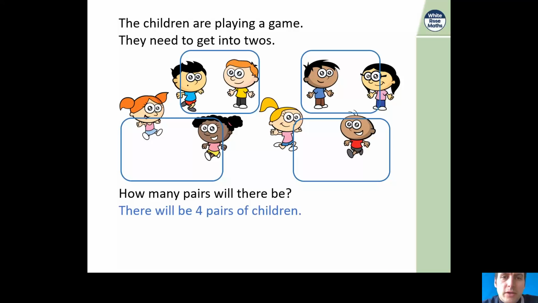Okay, again here, we're not going to get into 2 equal groups, but we're going to get into groups of 2 for the game that we're playing now. So we've got to identify how many pairs there will be. So if we count that there are in total there 1, 2, 3, 4, 5, 6, 7, 8 children, and we can see they split into 4 groups of 2, so 4 pairs. Okay, 4 pairs of children.